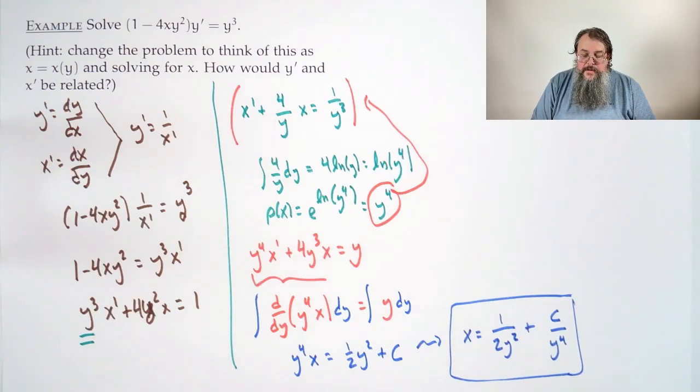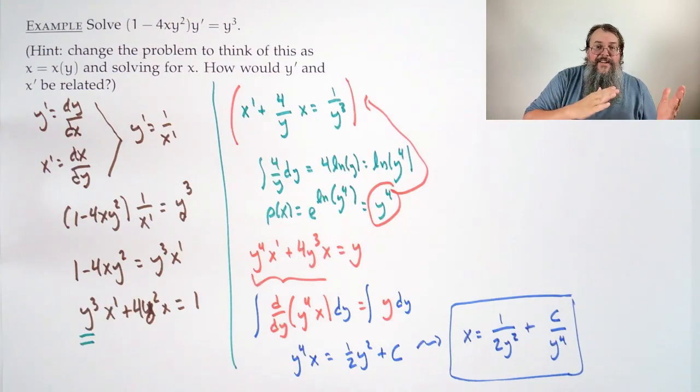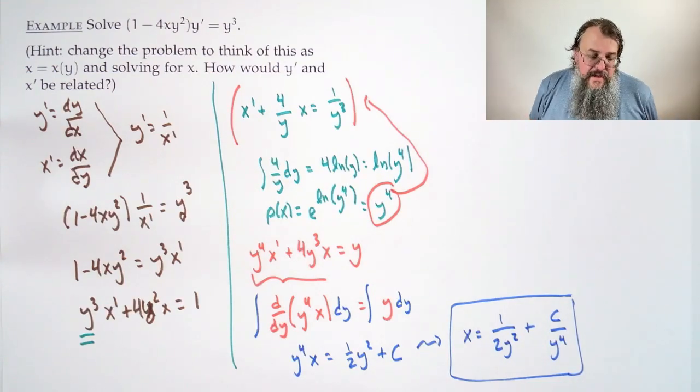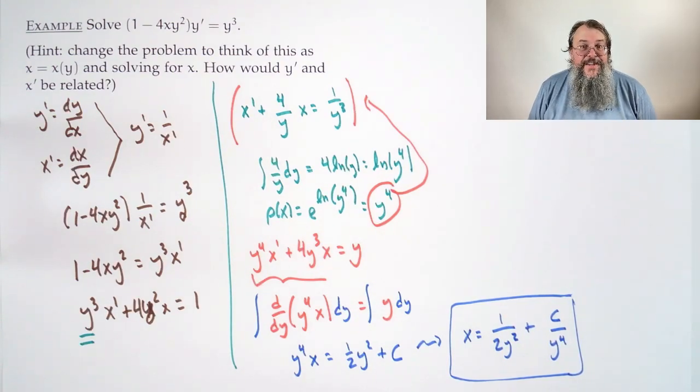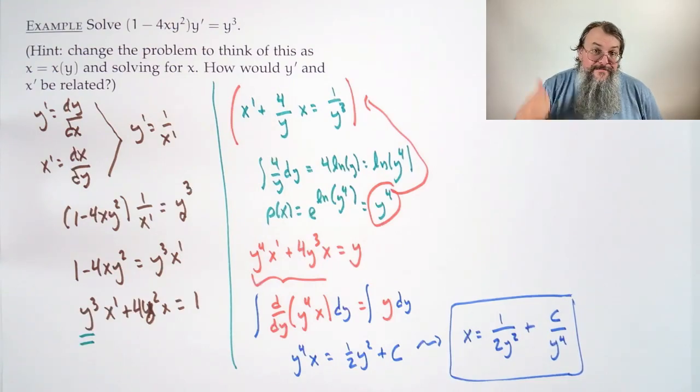And there we go. That's a perfectly fine solution, you know? This would fall more into our implicit category, y as a function of x, but certainly x is a function of y. We've just nailed it right on the head. Good job, us.